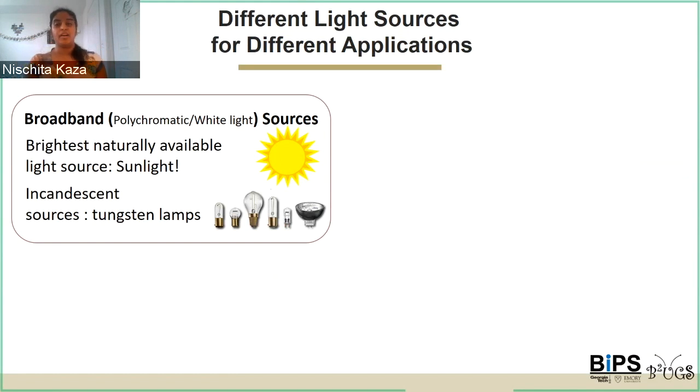More commonly, we have incandescent lamps, which are basically tungsten lamps that are very commonly used for bright field microscopy, as well as a range of label-free techniques. These are very readily available, but they may not be bright enough for applications such as fluorescence microscopy. Also, you need to be careful with these because they tend to heat up a fair bit.